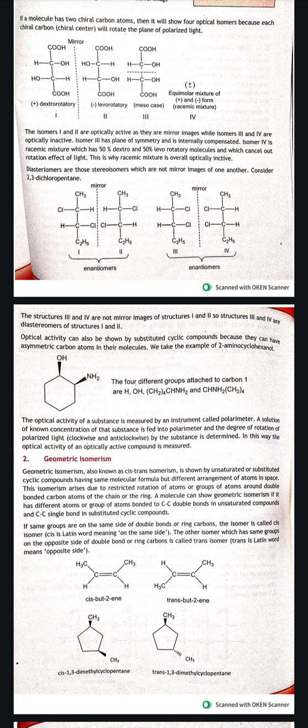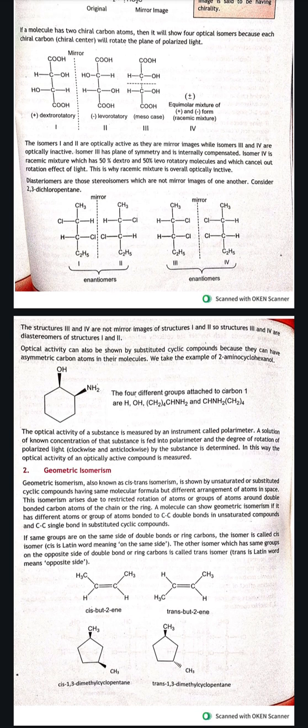And now we have the meso case. In the meso case, there are two carbons, and the structure is symmetric, because we can cut this structure into two similar images, exactly similar images. So this is the meso.